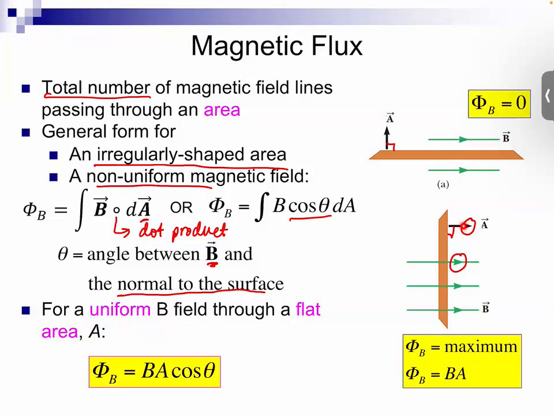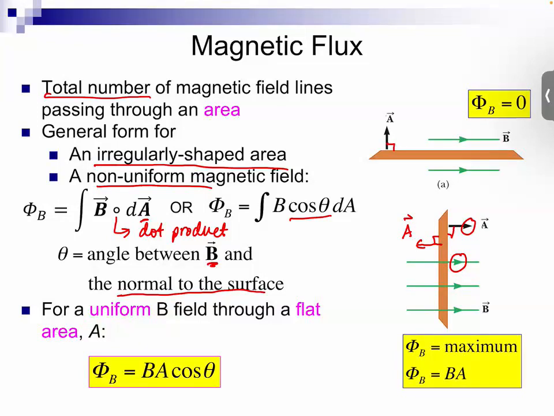Hence, if you are given the scenario where you can define two directions for the normal or the perpendicular vector, because this vector pointing to the left is also perpendicular to your area, right? And this vector pointing to the right is also perpendicular to the area. But we will take the vector that is in the same direction as the magnetic field, so that cosine theta will be positive and the total number of magnetic field lines will always be a positive number.